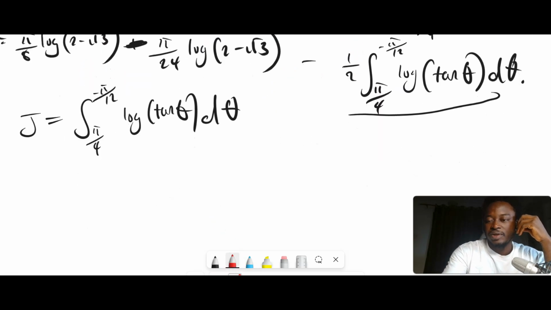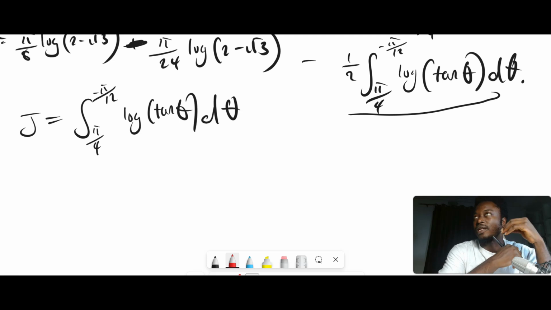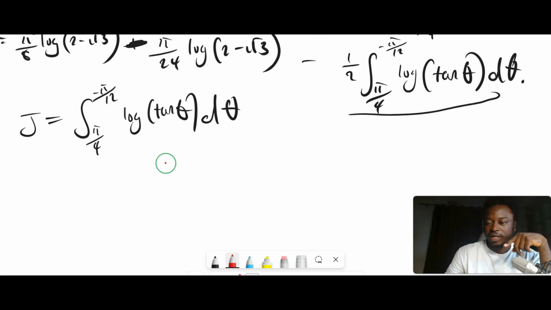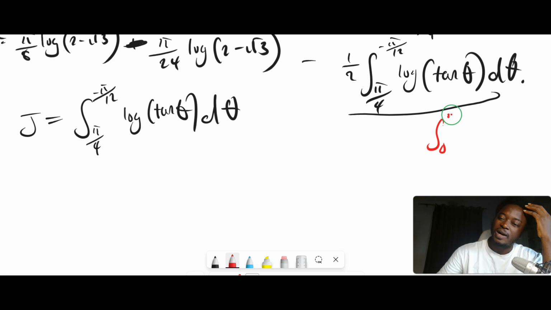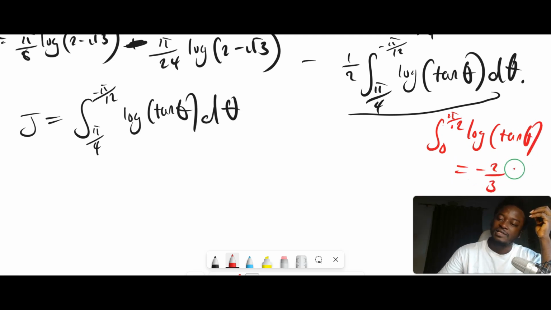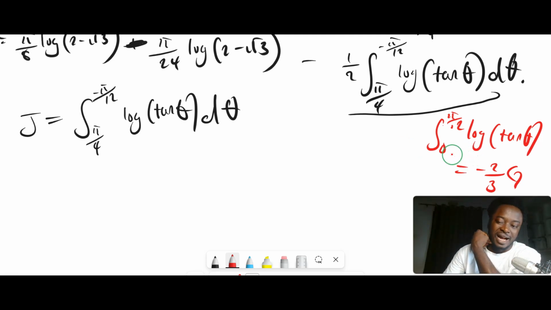Well, it will not be too difficult to evaluate, but first of all, you understand that it can be done via Fourier series, but we can't do it in this particular video, but I will do it in the next video, because at some point we're going to meet the integral from 0 to pi over 12 of the logarithm of tan theta, and this equals negative 2 over 3 G. Now this is very difficult to evaluate on its own, but I have solved this on my Twitter page using 2 different methods. So I'm going to merely quote the results, and in the next video I'm going to make a video about it.